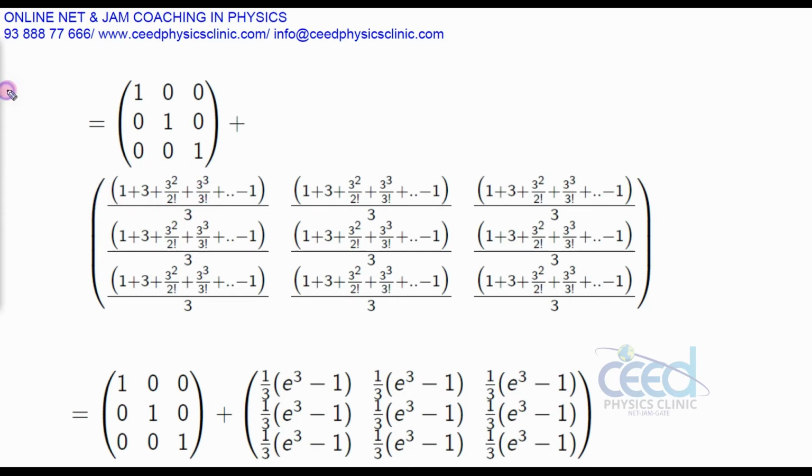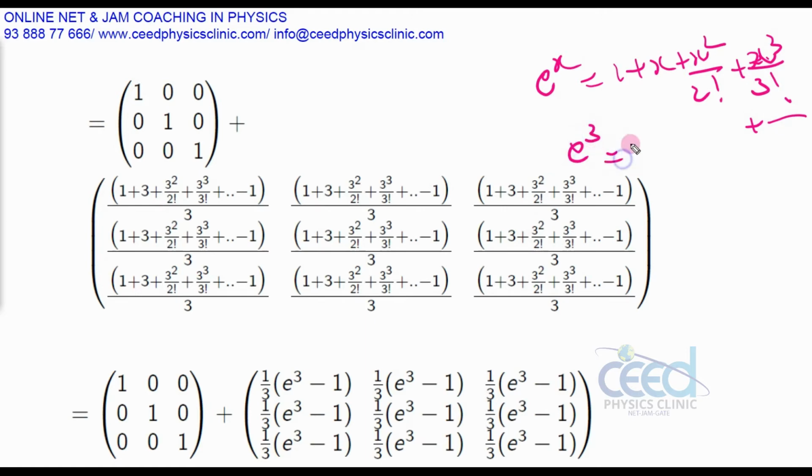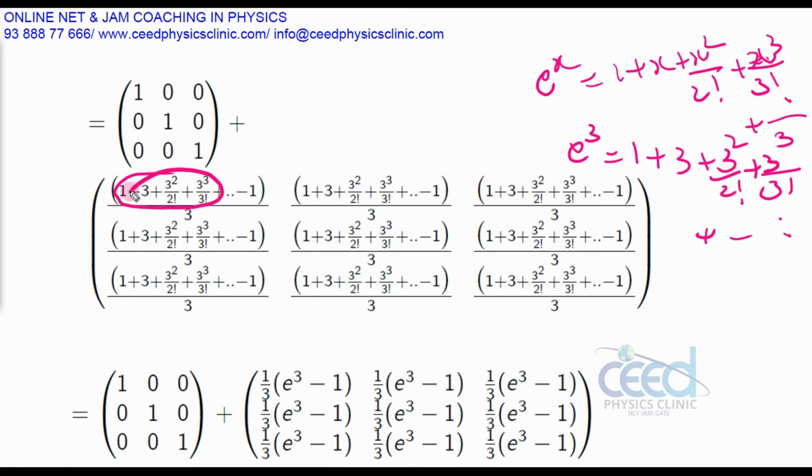We have seen e raised to x as 1 plus x square by 2 factorial plus x cube by 3 factorial, etc. So what is e cube? e cube is equal to 1 plus 3 square by 2 factorial plus 3 cube divided by 3 factorial plus etc. So I can take 1 by 3 out, and this part I can write as e cube. So 1 by 3 into e cube minus 1. All the terms I can replace by 1 by 3 into e cube minus 1, right?